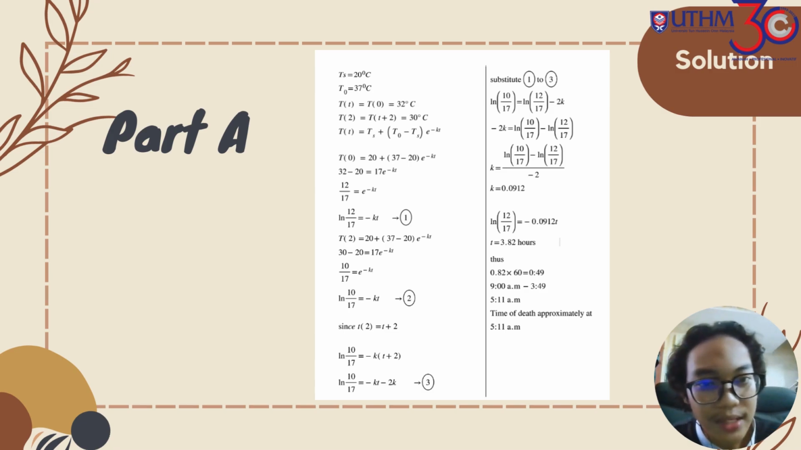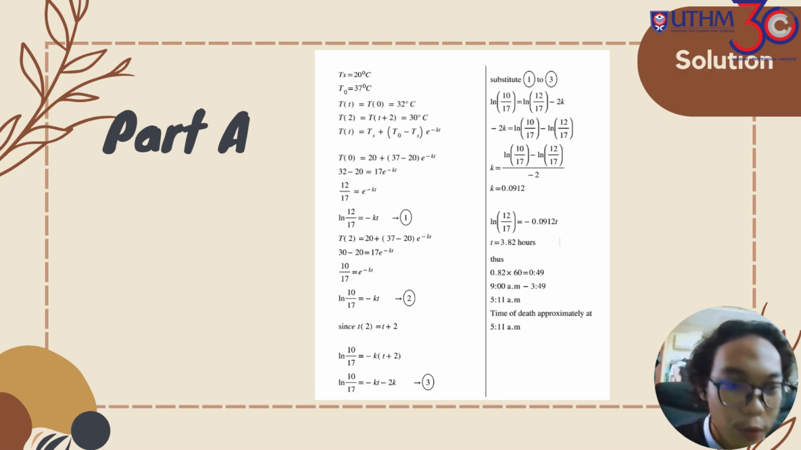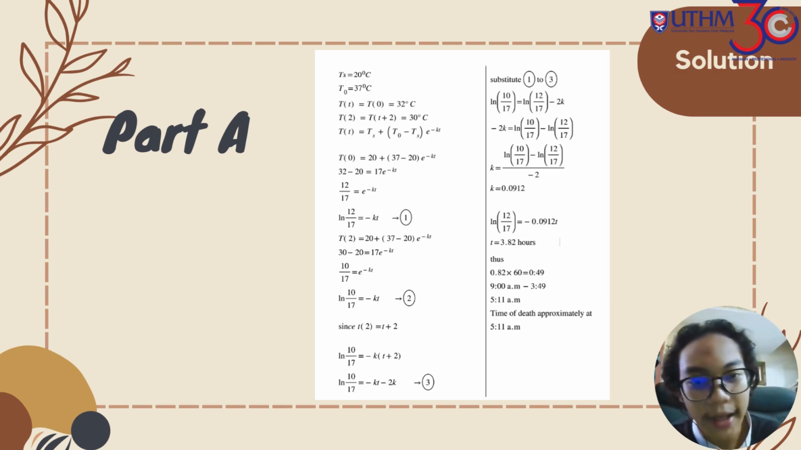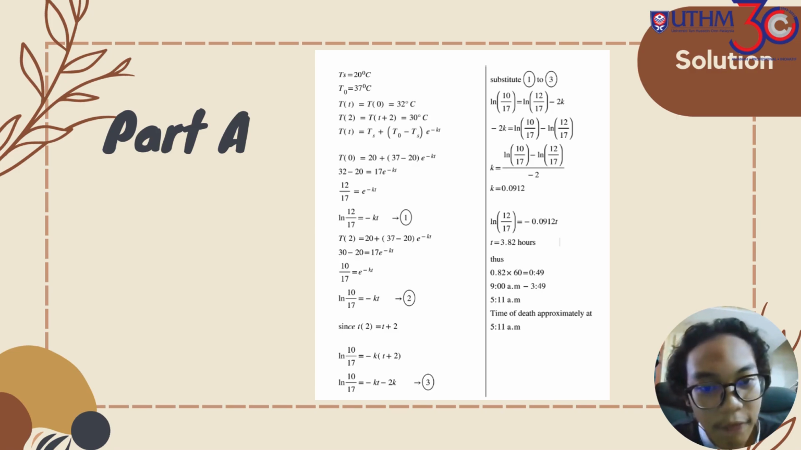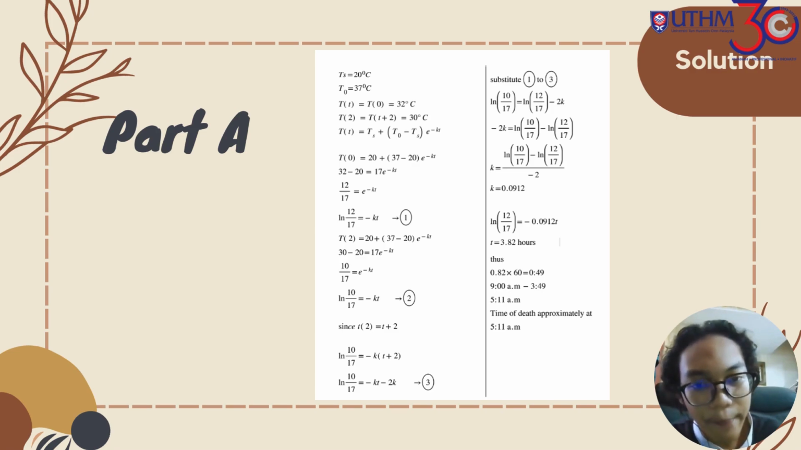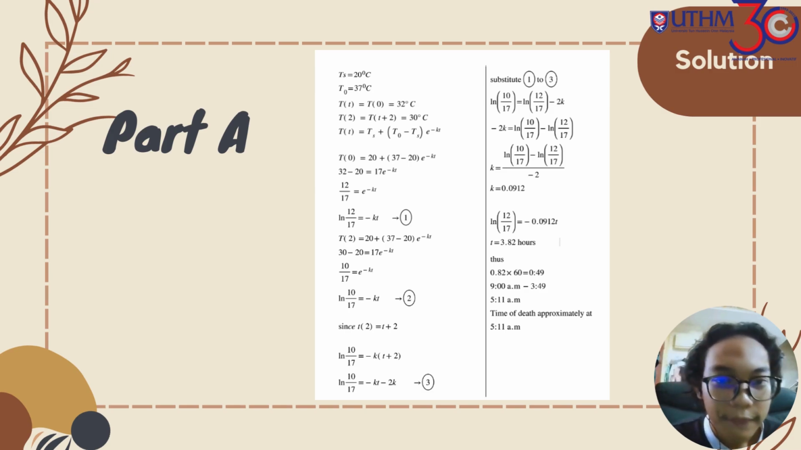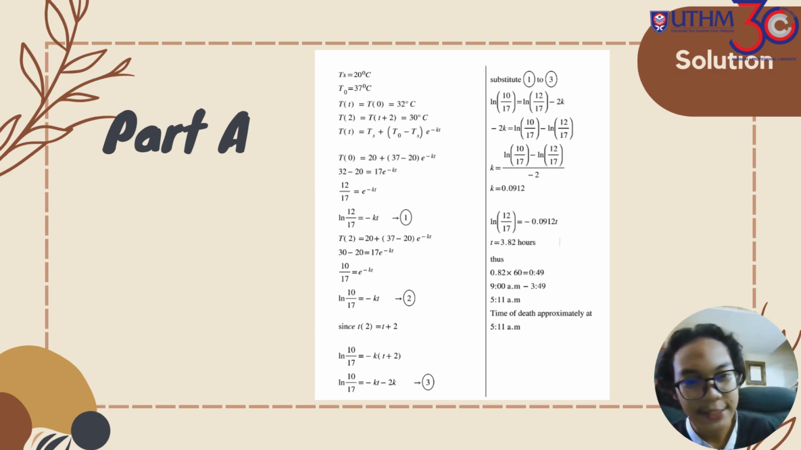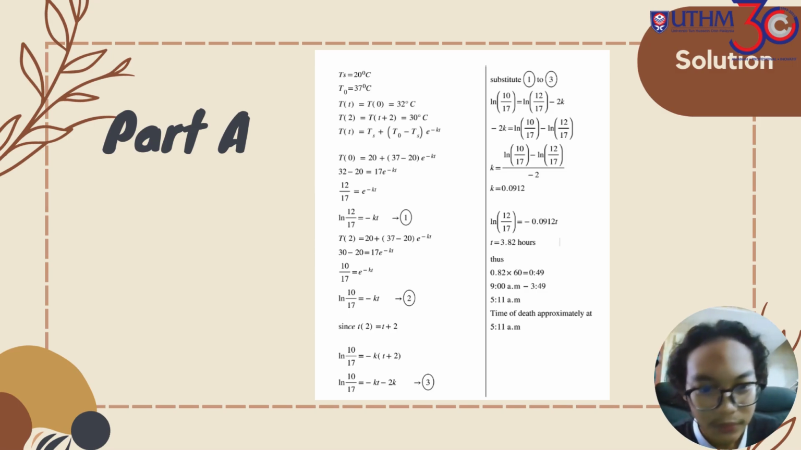So the 3.82 hours we can convert to minutes, which is equal to 49 minutes. So we get 3 hours and 49 minutes before 9. So we just subtract the time from 9 a.m. in the morning. Minus 3:49 from 9 is equal to 5:11 a.m. So the answer for this question is the time of death is approximately 5:11 a.m. Okay, thank you.